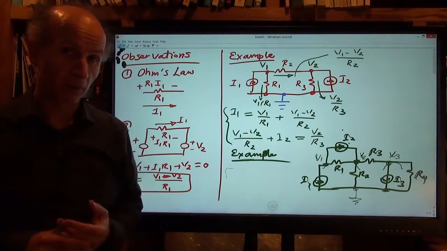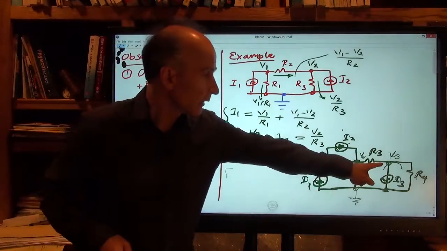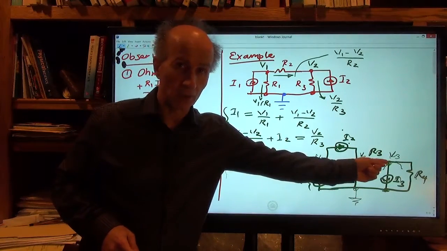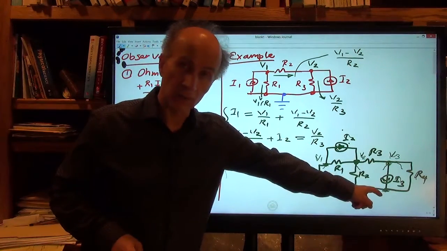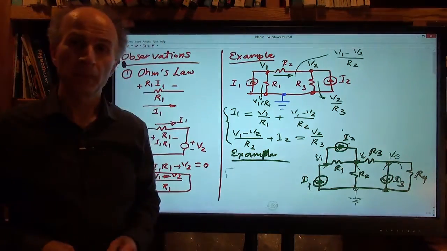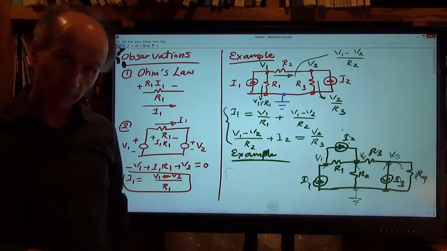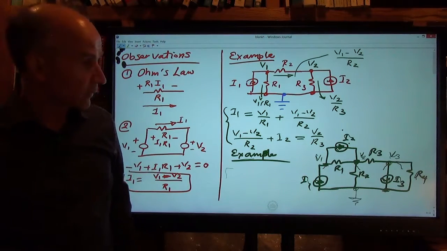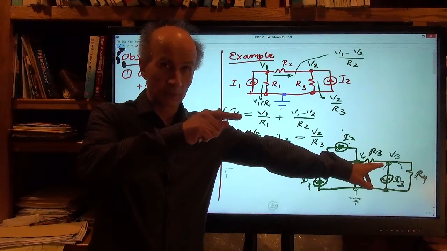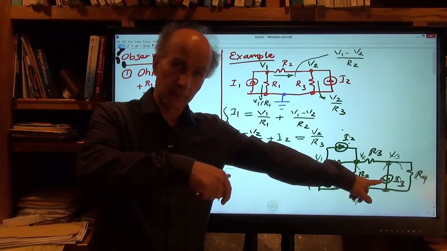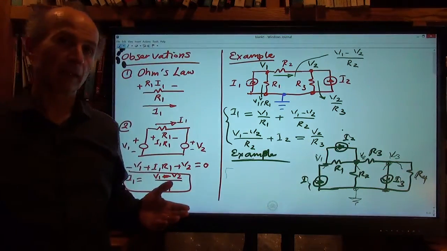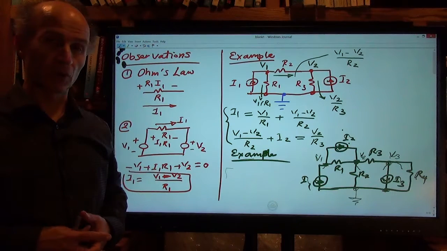The KCL at the third node is similarly obtained. Here, we know the current through R3, V2 minus V3 over R3, that's going into the node. I3 is going out of the node. And finally, the current through R4 is V3 over R4. That's the current through R4. So we will write V2 minus V3 over R3 going into the node is equal to I3 going out of the node plus V3 over R4 going out of the node. And that's the KCL at the third node.